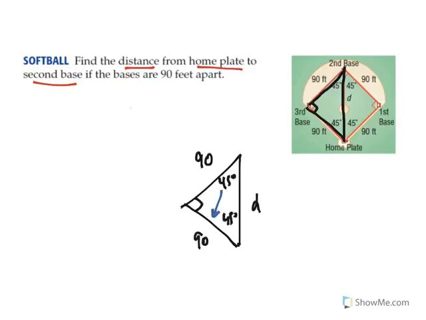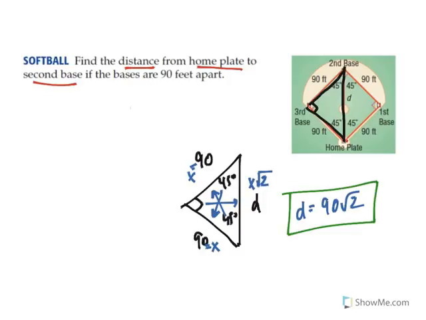The side across from the 45-degree angle is always x. The side across from the 45-degree angle is always x. And the side across from the right angle is always x times the square root of 2. So here the problem tells us that x equals 90. Therefore, d equals 90 times the square root of 2. Now, this is enough to answer the question, but let's double check our answer with the Pythagorean theorem.